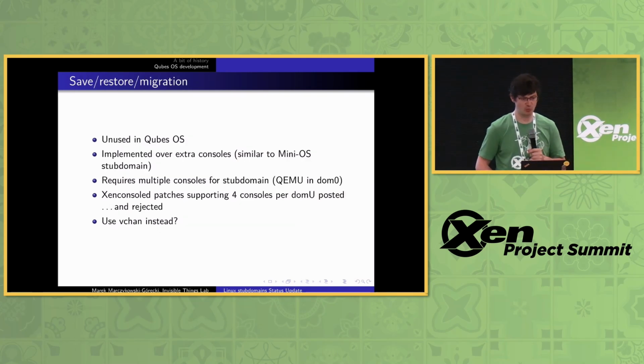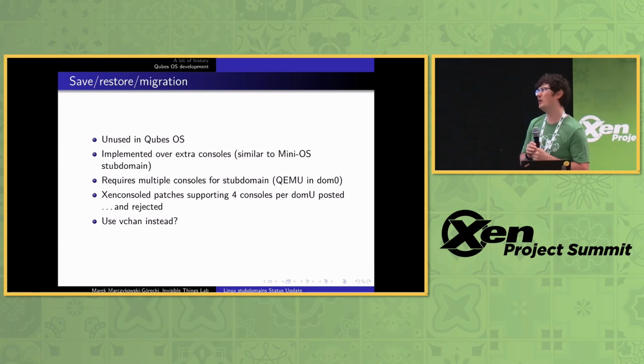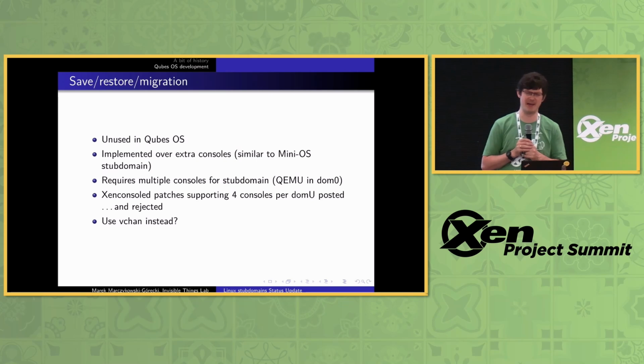Okay, there is one thing we did implement in Linux Stubdomain initially: safe restore. It's also used for live migration. We don't use that in QubesOS, so I'm not sure if it still works because we don't use it. In the initial implementation in 2018, it did work.